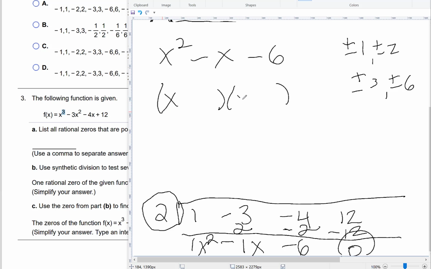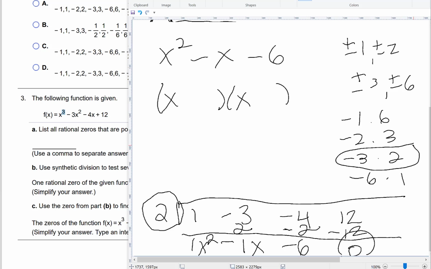So x and x. The factors of negative 6, think about this: negative 1 times 6, negative 2 times 3, negative 3 times 2, negative 6 times 1. This is the combination that will give you the minus 1 in the middle.